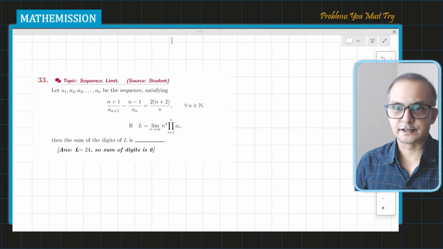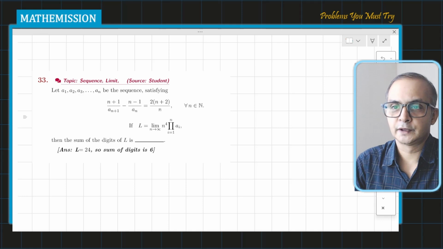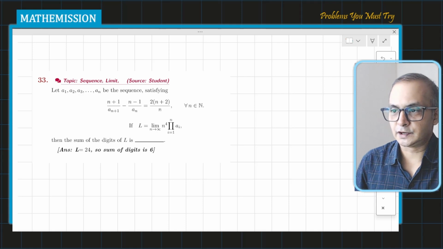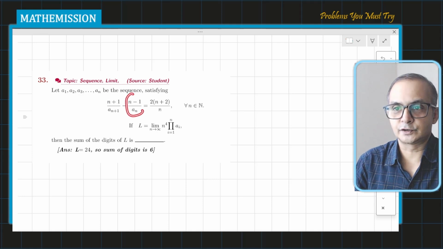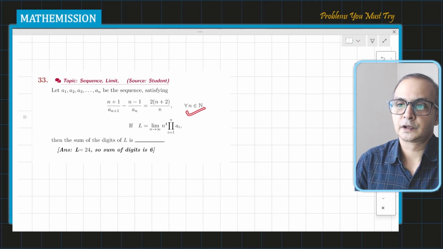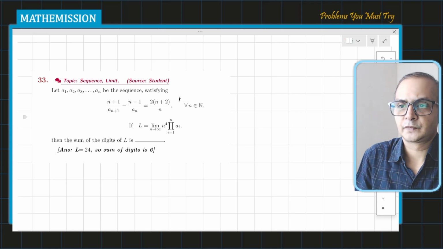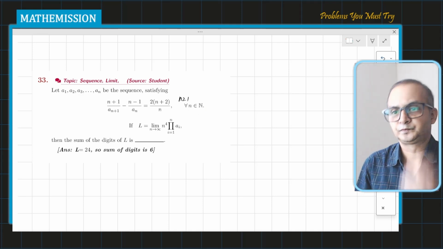The question says that there is a sequence of numbers a1, a2, a3 up to an which satisfies this equation. The first term of the left hand side is (n plus 1) by a_(n+1), and the second term is (n minus 1) by a_n. The difference of this is equal to 2(n plus 1)(n plus 2) by n, and of course n is a natural number, and actually it is defined for n greater than or equal to 1.